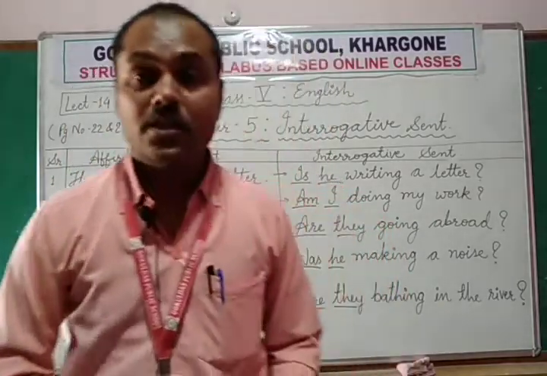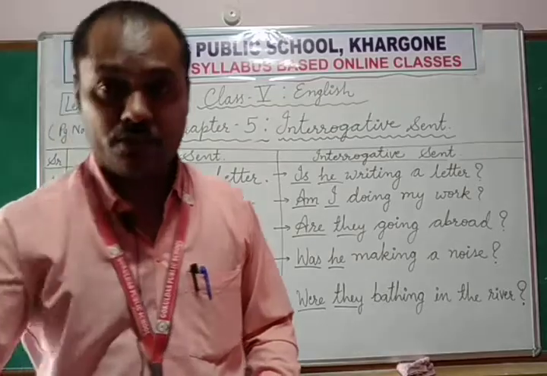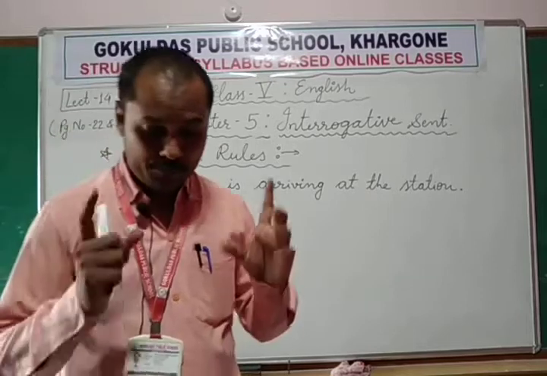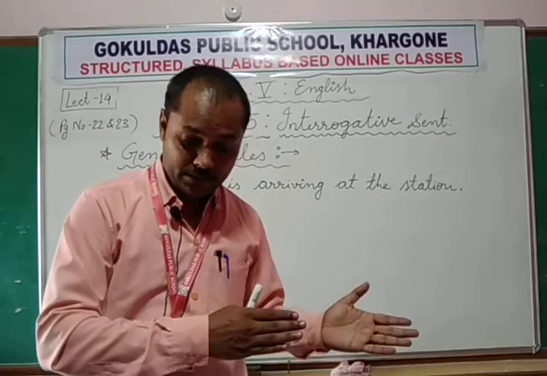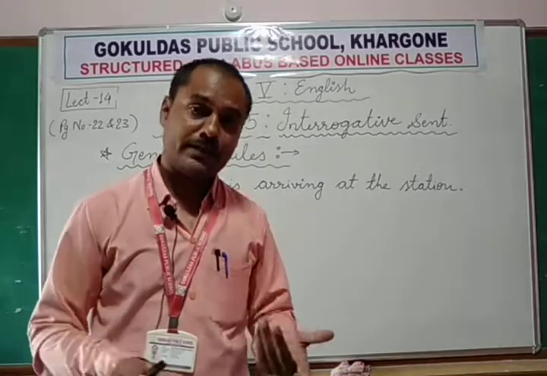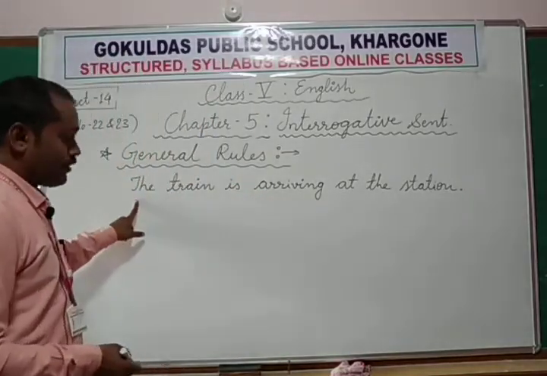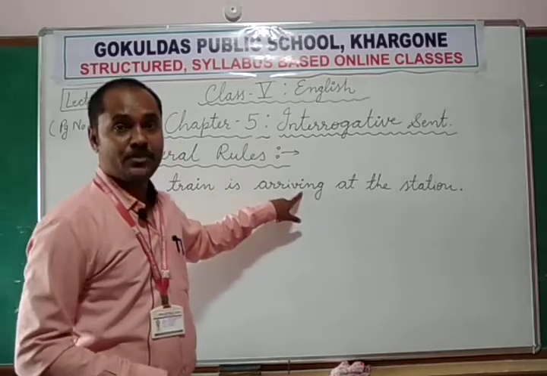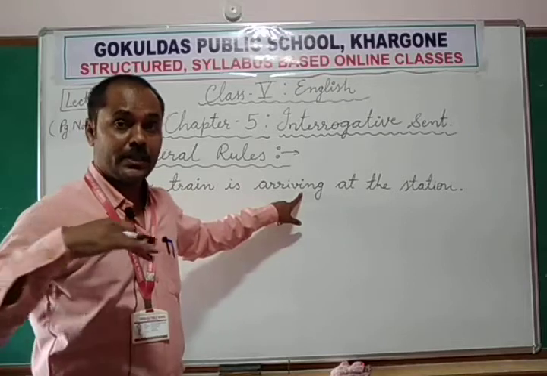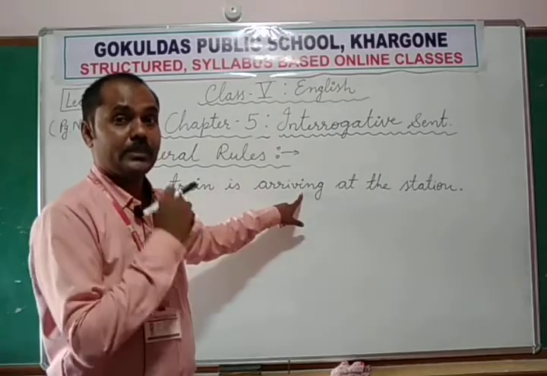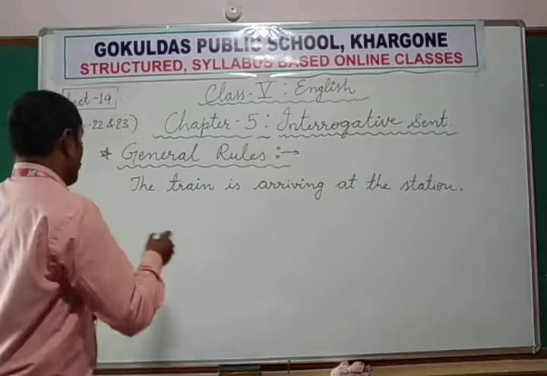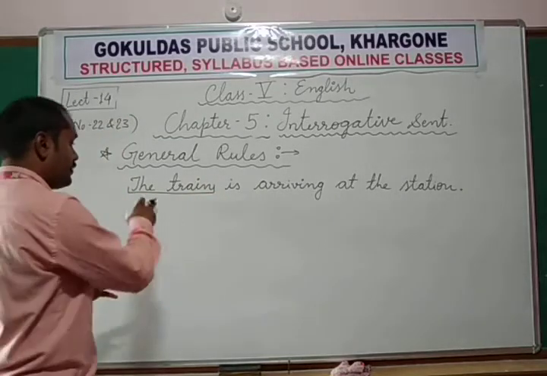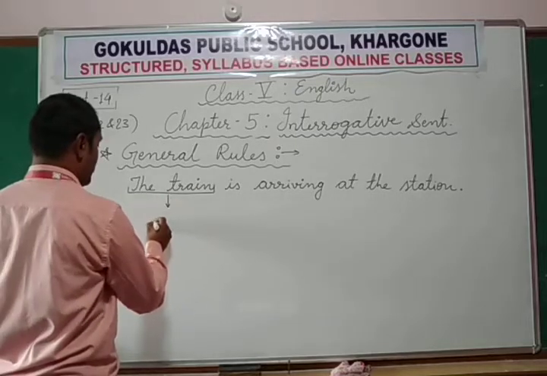Now just come to the general rules for making interrogative sentences. What is the first rule? The helping verb comes before the subject and the main verb comes after the subject. If we talk about this example, the train is arriving at the station. Arriving, the ing form of the verb, shows that it is still continuing, so it is present continuous tense. What is the subject? The train. Who is the doer of this action? Who is arriving? The train. So the train is the subject.